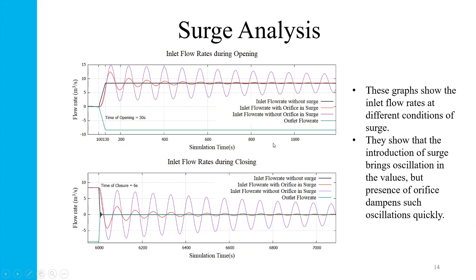This graph shows the time development of inlet flow rates with the defined outlet flow rate. It was observed that inlet flow rate is almost similar to outlet flow rate when there is no surge, which is justified since there cannot be any void inside the domain. However, when surge was provided at the end of the headrace tunnel, oscillations started appearing in the values of inlet flow rates as discussed in the previous slide. It was also observed that the oscillations are dampened out faster in case of surge tanks with orifice.